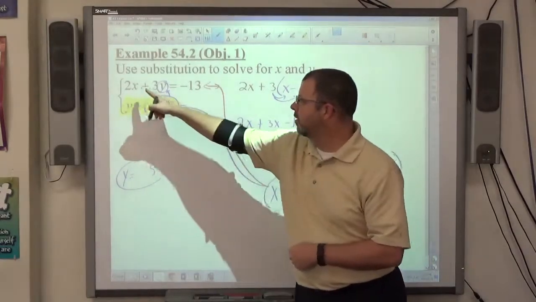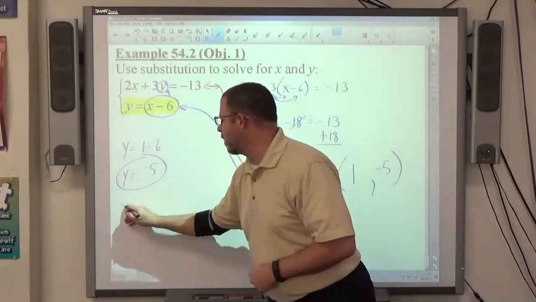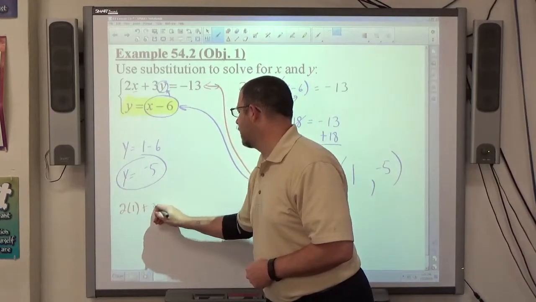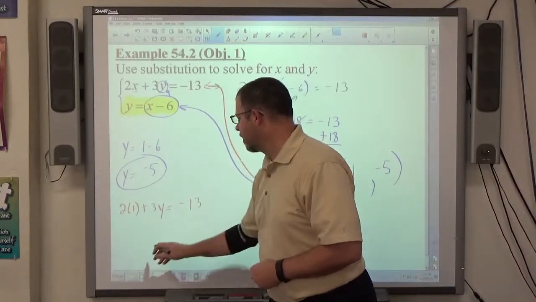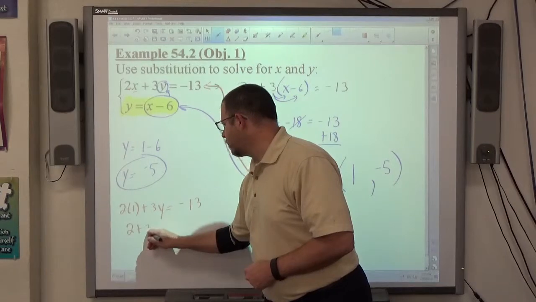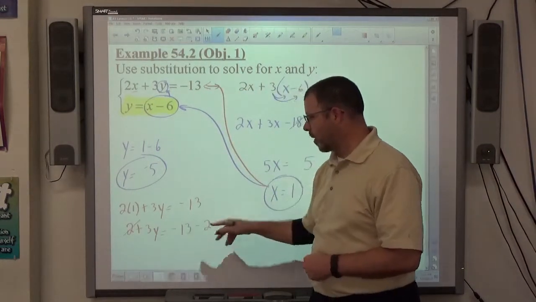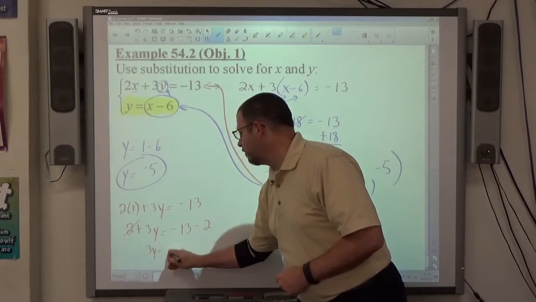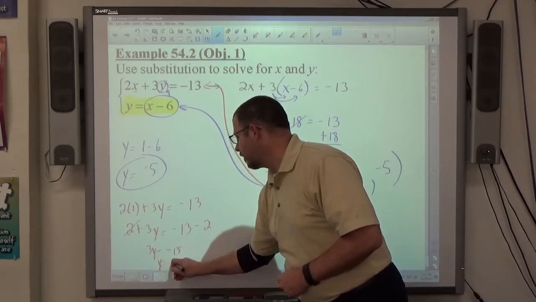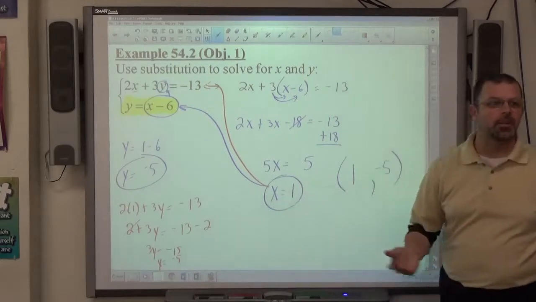x equals 1, so I put x equals 1 there. That's going to be 2 times 1 plus 3 times y equals negative 13. So 2 plus 3y equals negative 13. Bring the 2 over, becomes minus 2. 3y equals negative 15. Divide by 3, y equals negative 5. You get the same result.